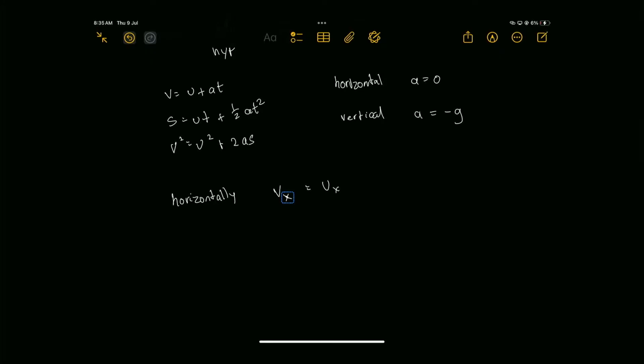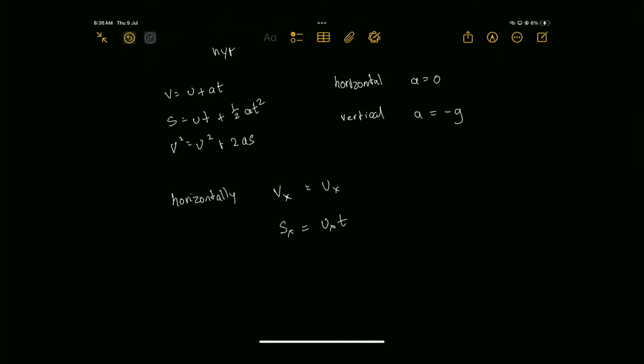We also see that Sx is equal to Ux multiplied by t, right? Because a is equal to 0. And this is just the usual formula: distance is equal to speed times time, right?